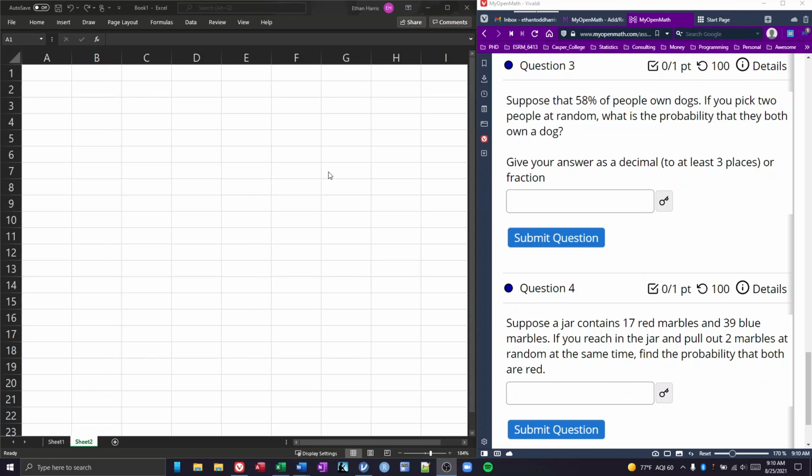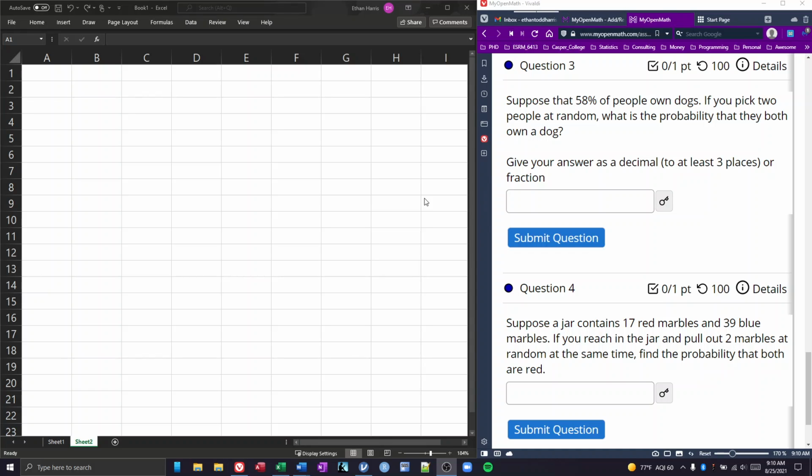Hello everyone. In this video we're going to do a little bit of review on how to do probabilities when we're doing multiplication with replacement and without replacement, or in other words, independent and dependent multiplication. Okay, so let's look at this first question.